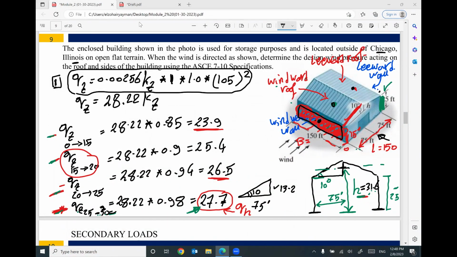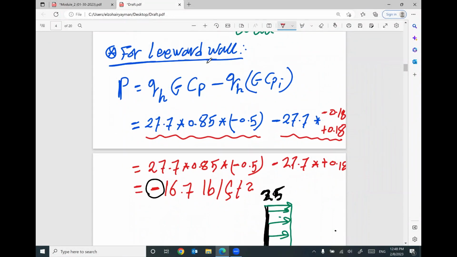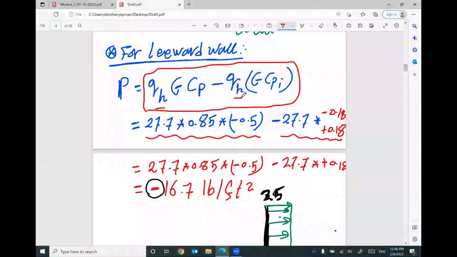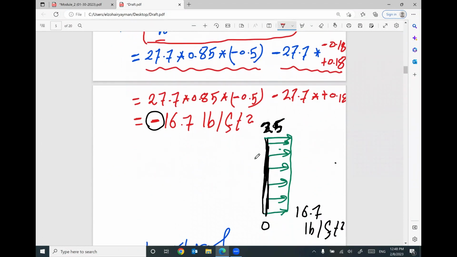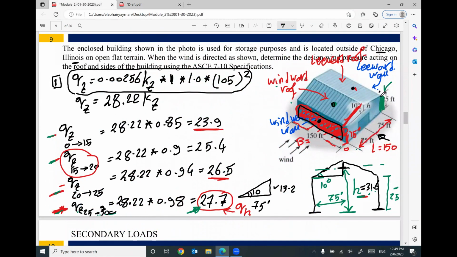Then I will calculate the pressure on the leeward wall. Looks like the equation is a little bit different. We no longer have QZ. We have only QH, this side and this side. That means we have a constant value. We don't have variables. So your pressure looks like this, and this pressure is for the whole surface in the back, but it's a suction.